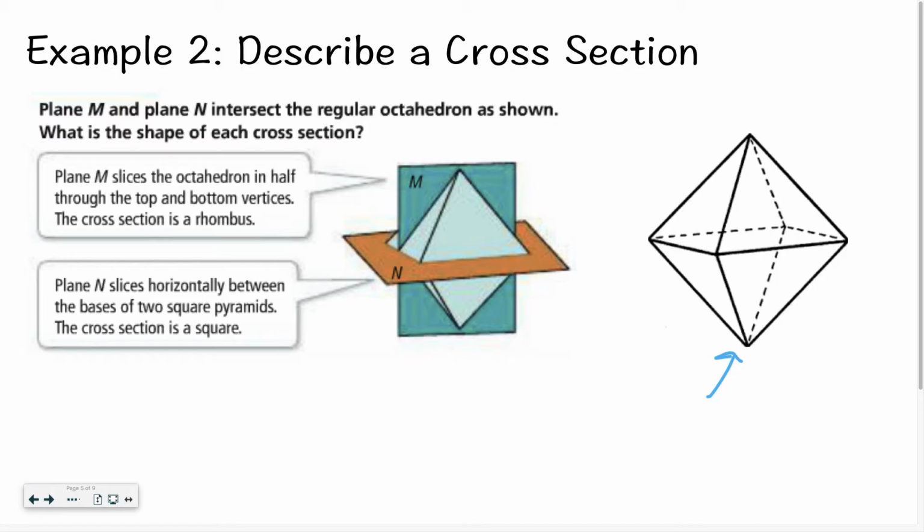If we talk about plane M, plane M is that bluish plane, and it slices the octahedron in half through the top and bottom vertices. So going through this top one and the bottom one, it slices it in half. And so we want to know what shape that makes. If we look at it, it ends up making something that looks like that, which would be a rhombus, right? It's a tilted square. Then, if we looked at plane N instead, we would have a perfect square.